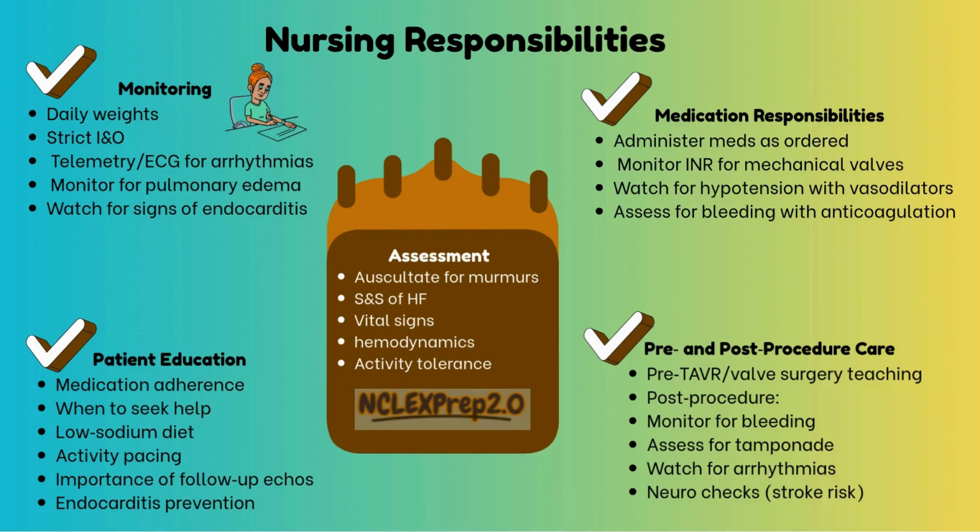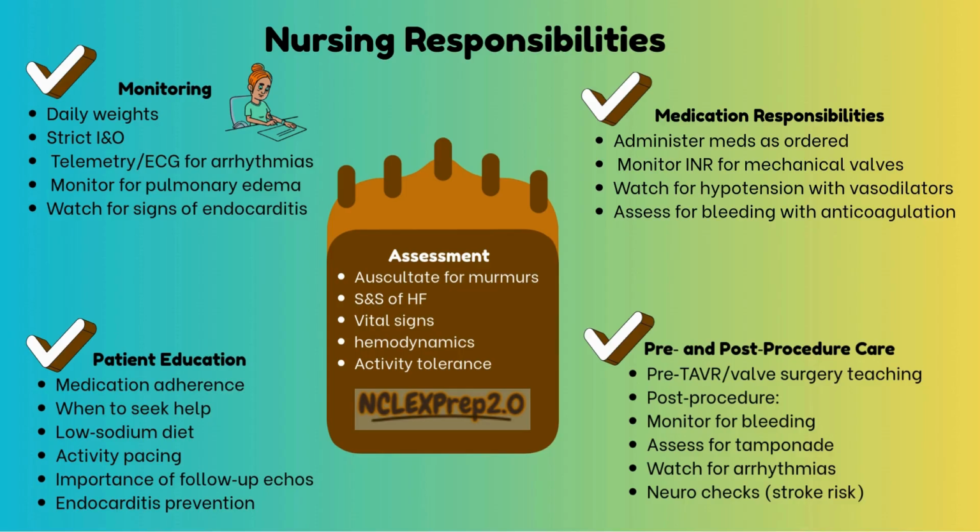Let's talk about nursing responsibilities for patients who have valvular diseases and those who have gotten some interventions. For assessment, we monitor for difficulty breathing, fatigue, edema, chest pain, and palpitations. Auscultate for murmurs to know which valve the patient has. Is it at the apex? Is it at the second intercostal space, left sternal border or right sternal border? Wherever it is will tell you which valve is involved.